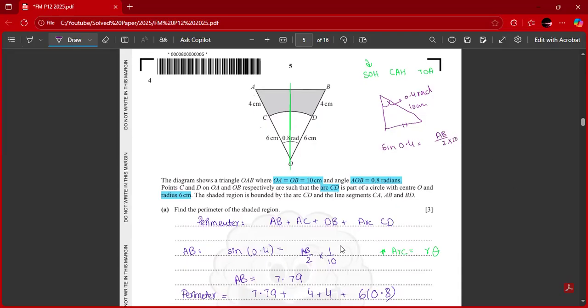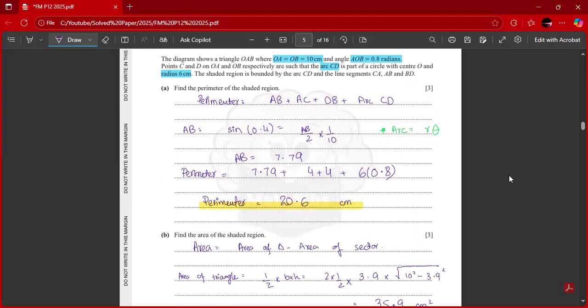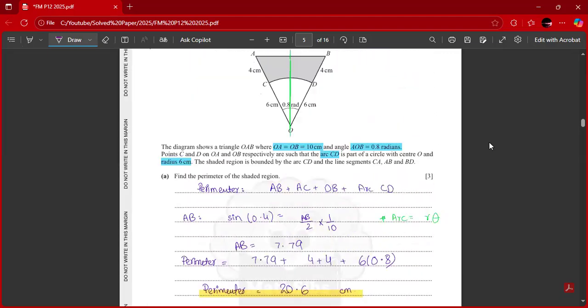Now we can move forward. So now we are easily finding the value of AB. We can easily calculate the parameter by doing all the steps, and we are done with finding the parameter. Now we need the area of the shaded region. Again, a very easy question. To find the area of the shaded region, what do we need?